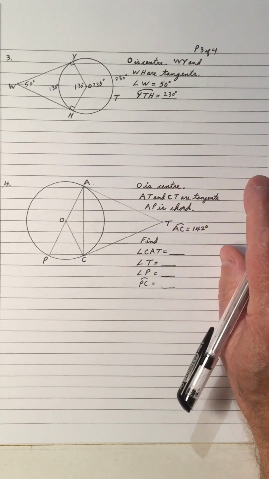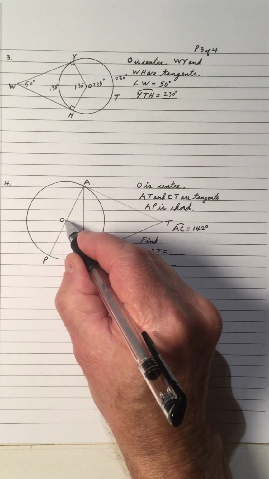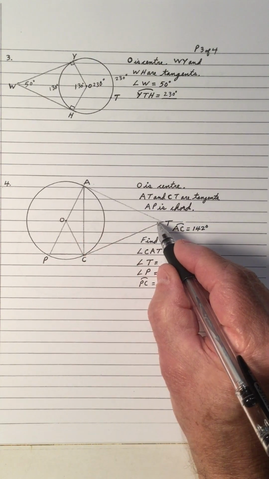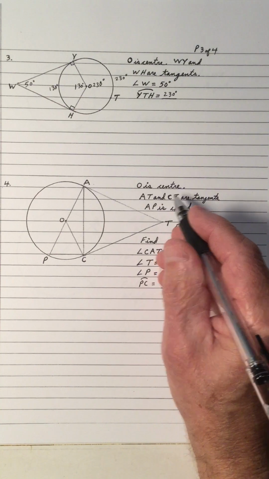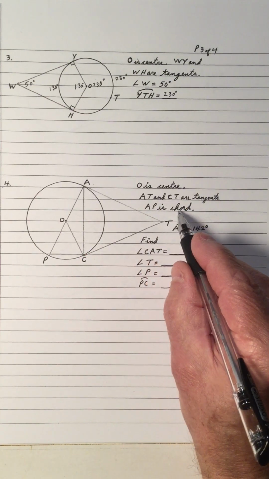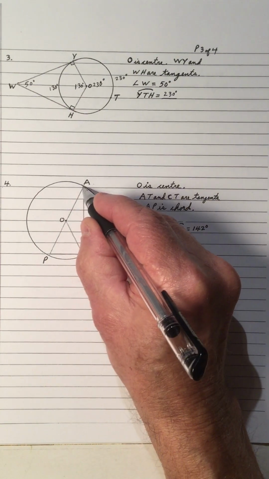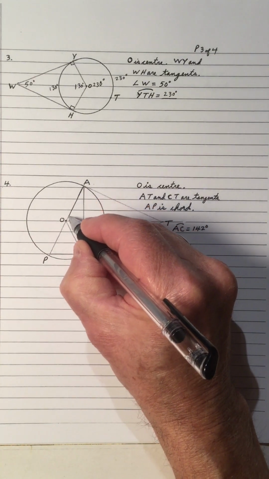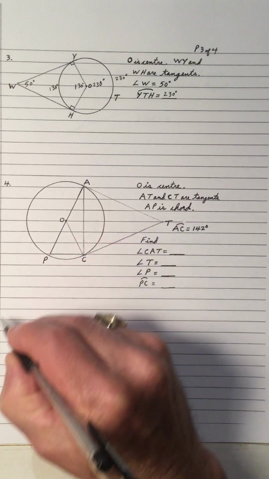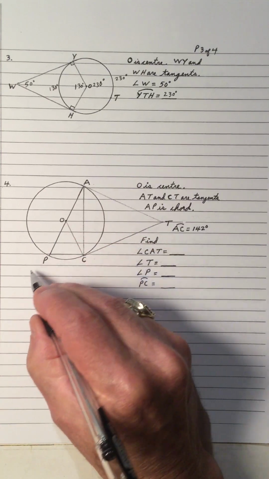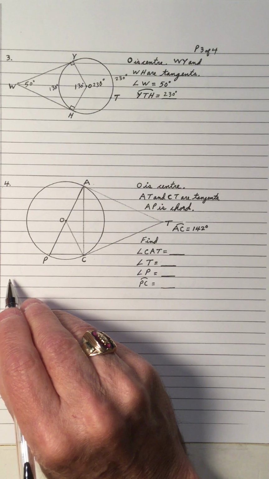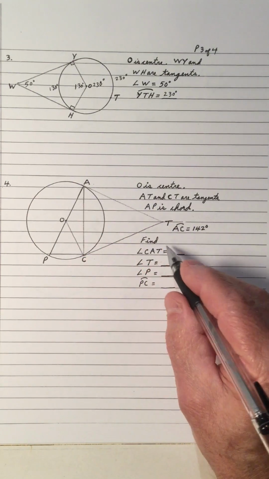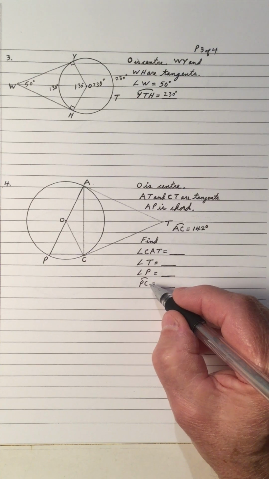Number 4, O is the center of the circle. AT and CT are tangents. And we have AP as a chord. This is the center of the circle. So AP is a chord that goes through the center, which means that this is a diameter. So let's go around and find what we can, then we'll fit all this in after.